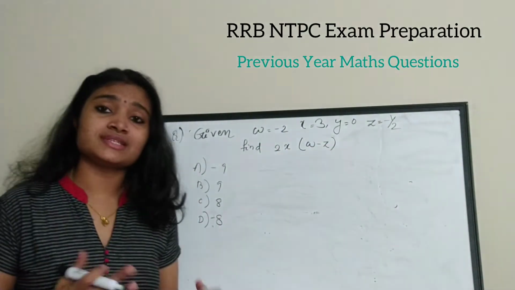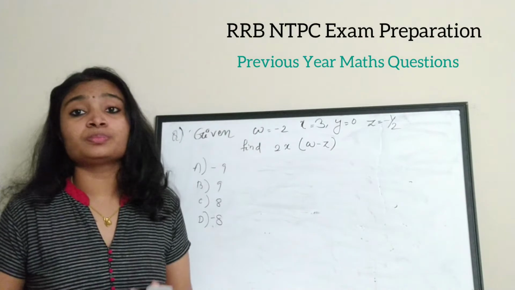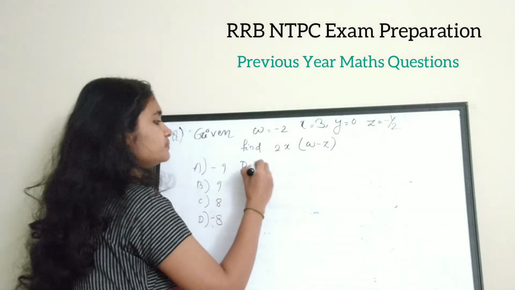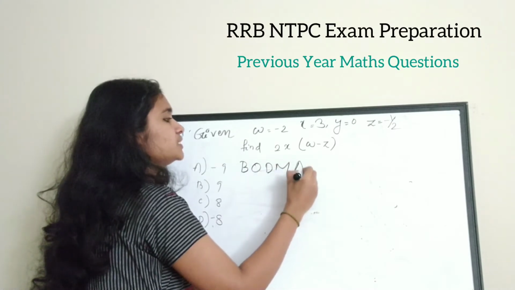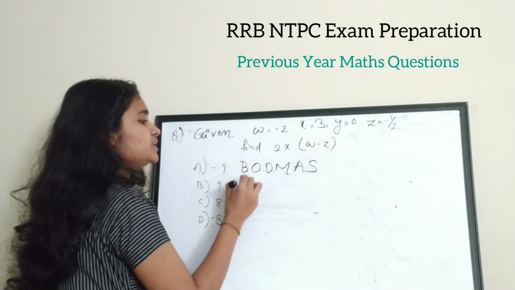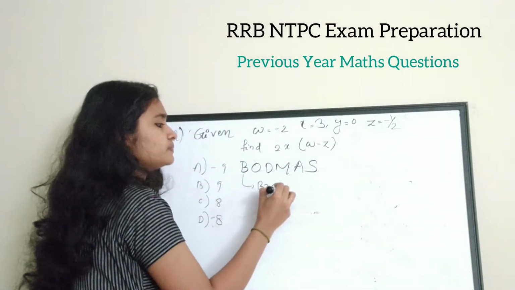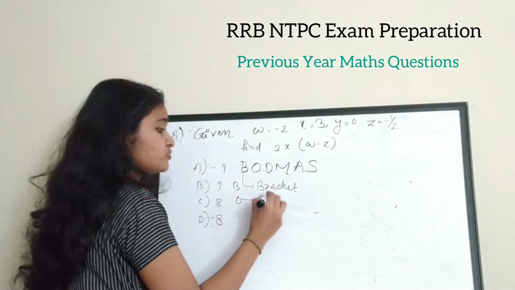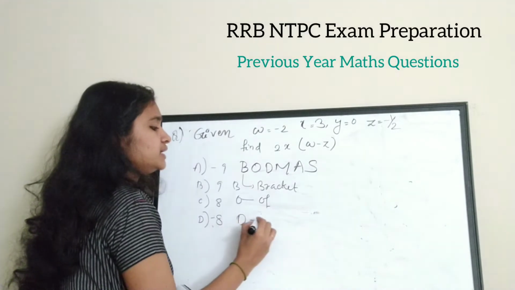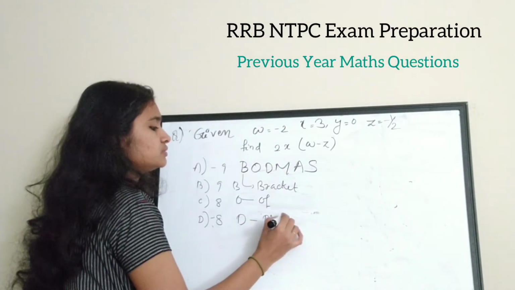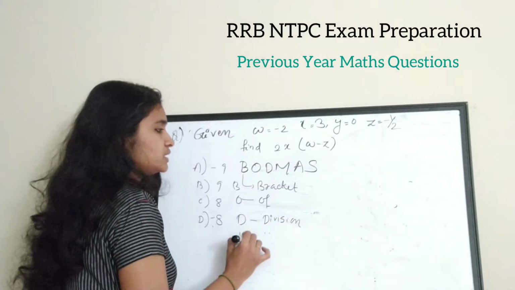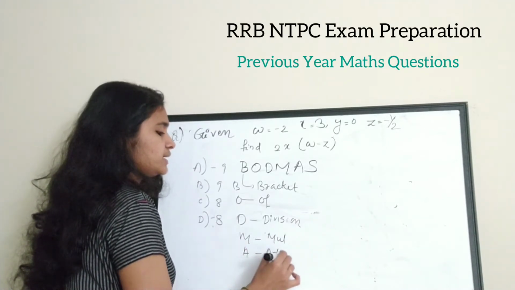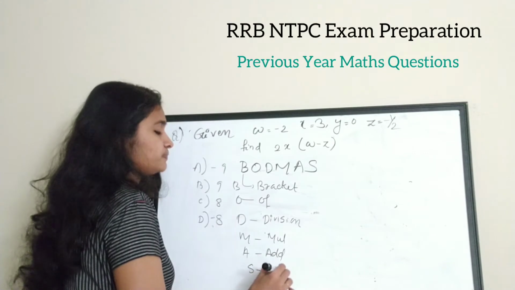So in order to solve such a complex calculation or sum, you need to follow the BODMAS principle. It is a rule actually. So B denotes brackets, O denotes of, D denotes division, M is for multiplication, A is for addition, and S is for subtraction.